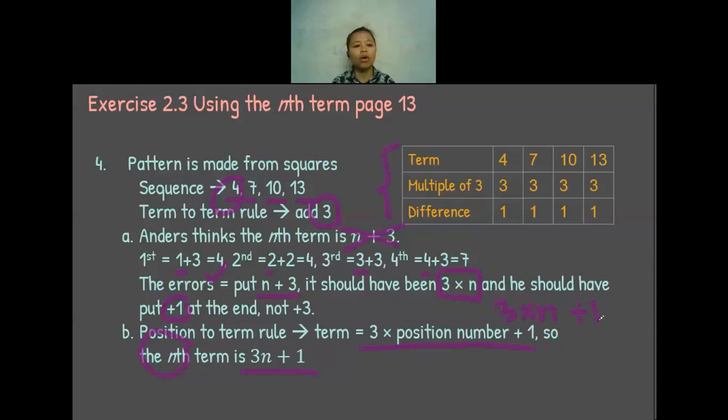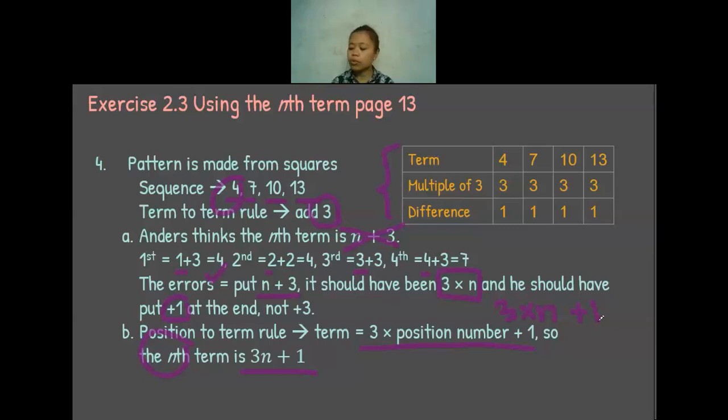Is there anyone who is confused at question 4 or still does not understand? Is there anyone who is confused? Is it clear enough or is there any question? Hello? Is there any question? No question for sure? Okay.